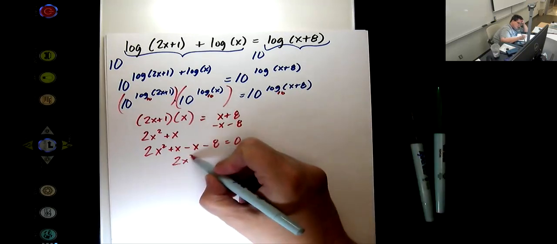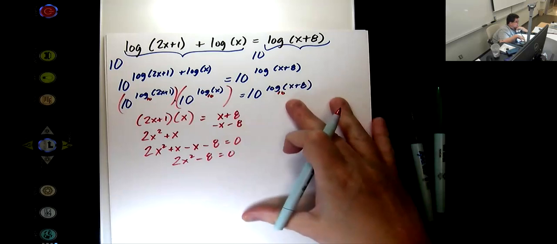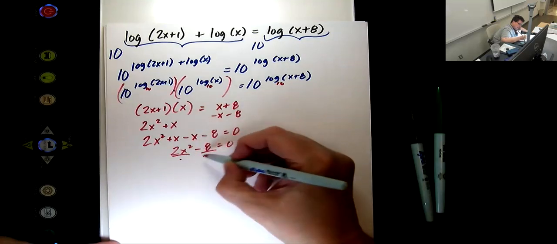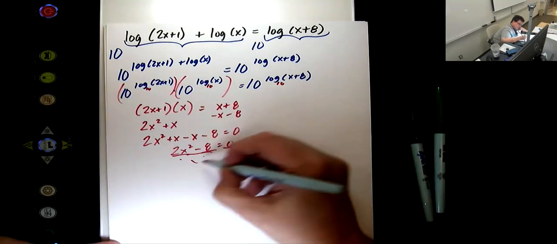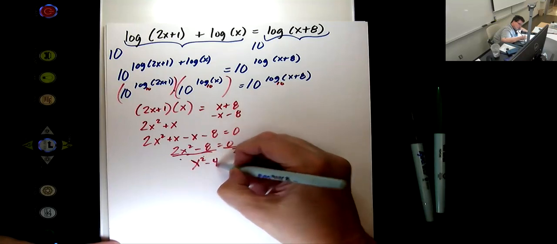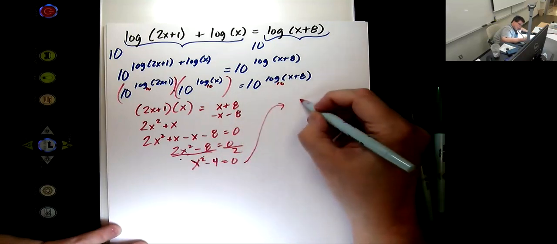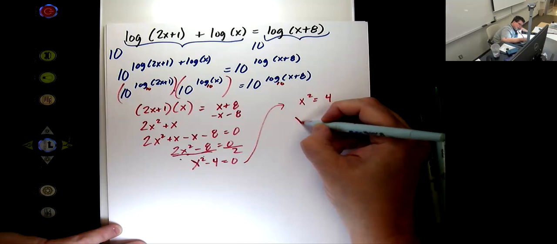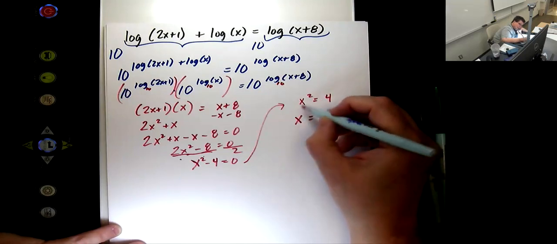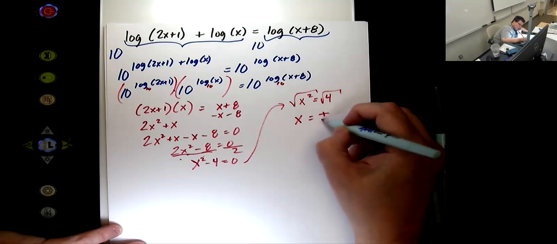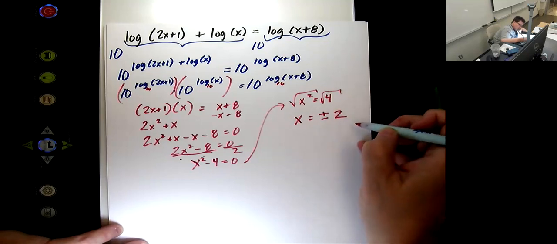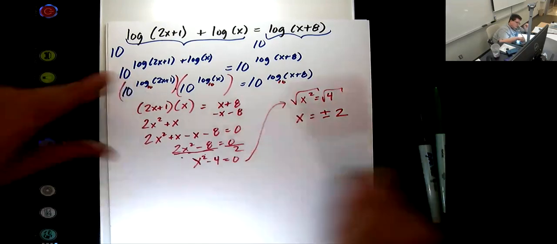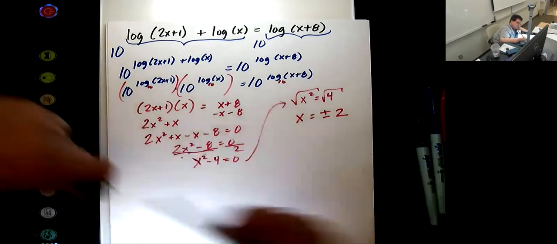So 2x squared minus 8 equals 0. If I divide both sides by 2, I get x squared minus 4 equals 0. And when I take the square root here, I get plus or minus 2. Check these in the initial equation.